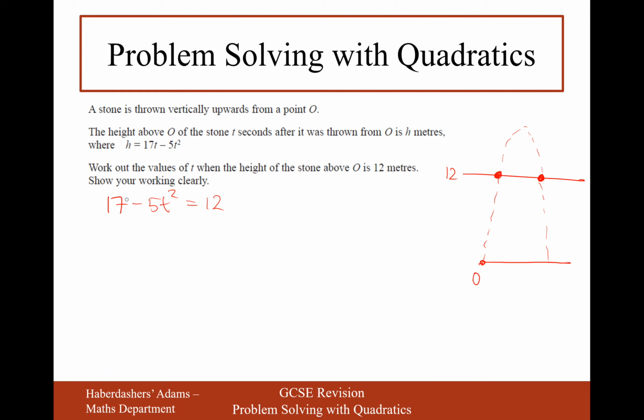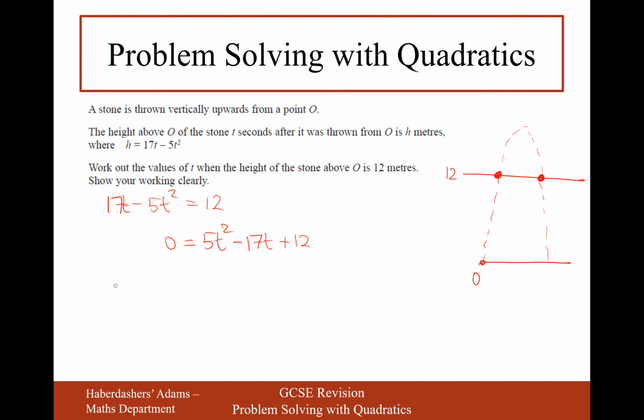So we've had to set the height equal to 12. And now what we'll need to do is solve this equation. This is a quadratic equation. We've got t squared, we've got t, and we've got a number. But to solve quadratic equations, we need everything to be on the same side. Now the t squared is a negative value here, so my preference would be to move that onto the other side, take away the 17t as well, and leave the positive 12 alone.